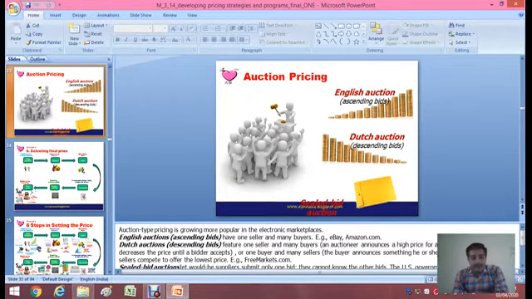So the buyer announces something he or she wants to buy. Here the buyer announces what he or she wants to buy, and potential sellers compete to offer the lowest price. Here the example is priceline.com. So in a situation where there is one seller and many buyers, or one buyer and many sellers, the Dutch auction, meaning the descending bids method, is followed.